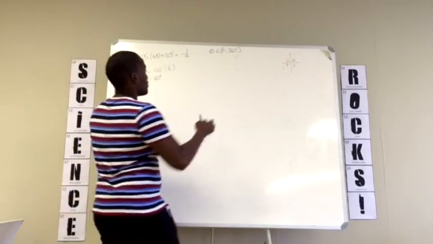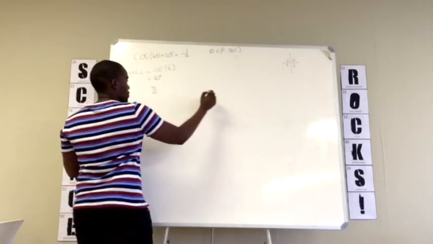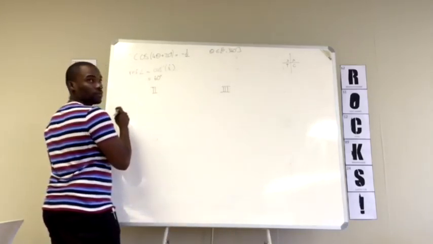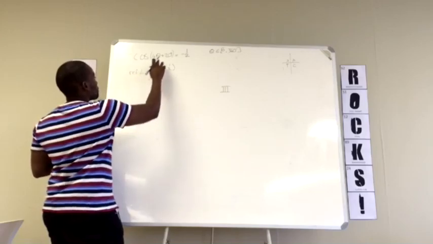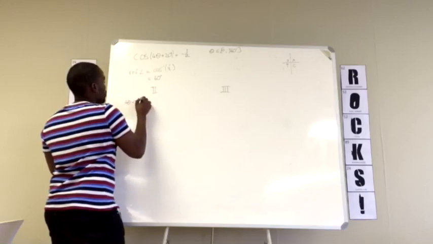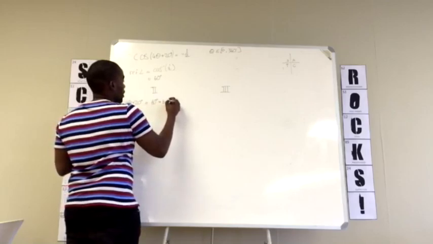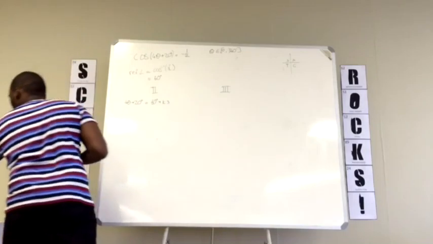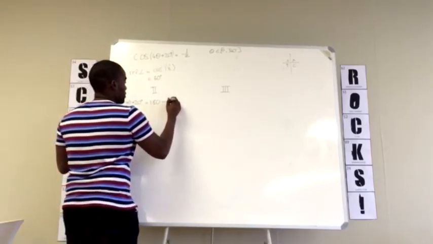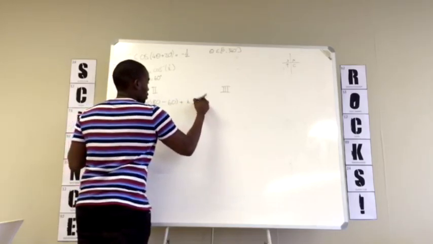Cos is negative in these two quadrants, quadrant 2 and 3. Quadrant 2 is going to be 180 minus the reference angle. So now I'm going to say this angle, 4 theta plus 20 degrees, is equal to, in quadrant 2, 180 minus 60 degrees plus K 360. You guys with me?